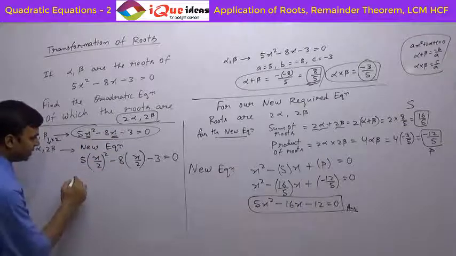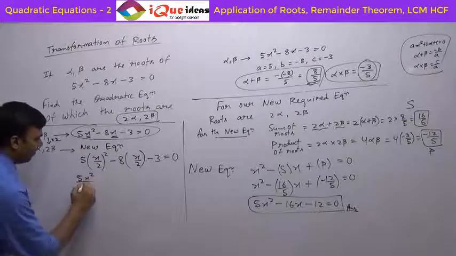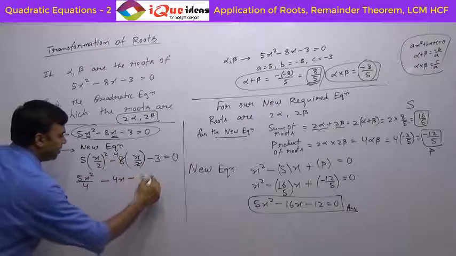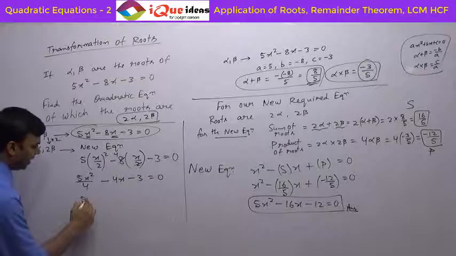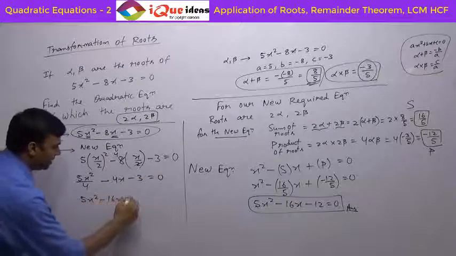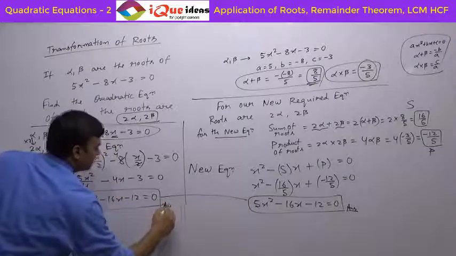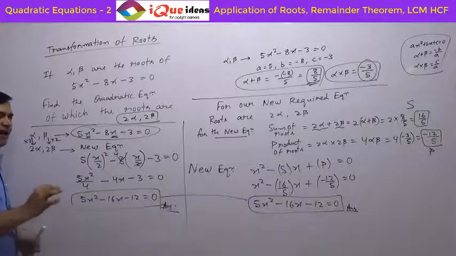So it will give us 5x square by 4 minus 2 cancels 8, 4 times 4x minus 3 equal to 0. Multiply by 4, it will give us 5x square minus 16x minus 12 equal to 0. I think you can see that this is the same answer. Alright. So what did you have to do?